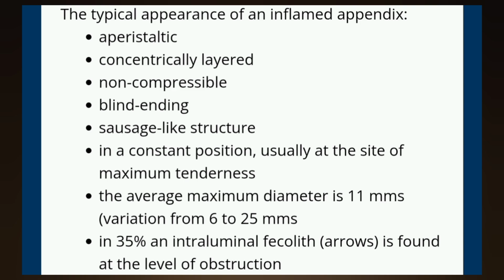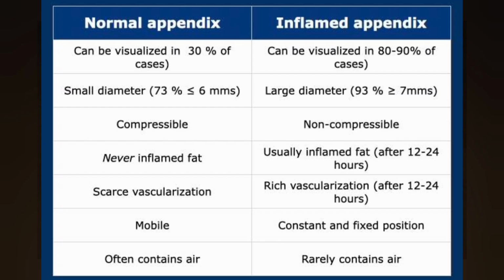The commonest cause of acute appendicitis is usually intraluminal fecolith, which causes the obstruction of the lumen and leads to the acute appendicitis. Appendix is usually seen in a constant location in the right iliac fossa, but if it is retrocecal in location, it would be difficult to diagnose on the ultrasound. So, what are the differences between the normal and inflamed appendix?